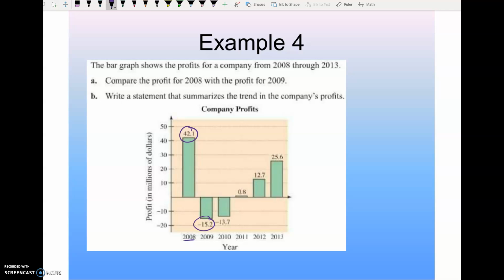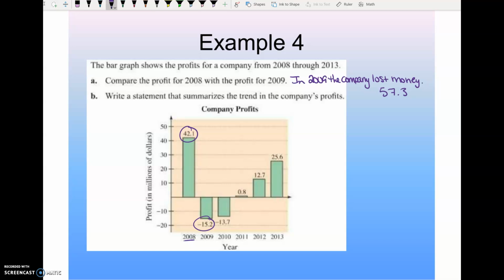Anytime you compare, you can use subtraction if you want to. So 42.1 minus a -15.2, the company lost $57.3 million. But anything that you want to write there is totally fine. So compare the profit. In 2009, the company lost money. You can be a lot more specific if you want to. You can say the profit decreased by 57.3 million. You can say that they had negative profits, whereas in 2008 they had positive profits.